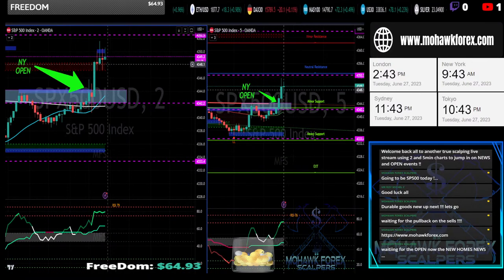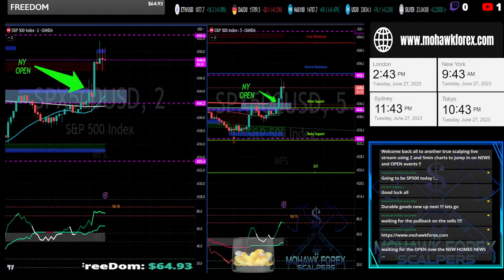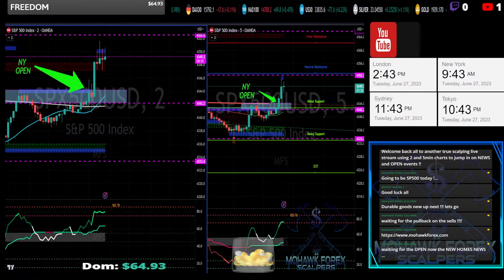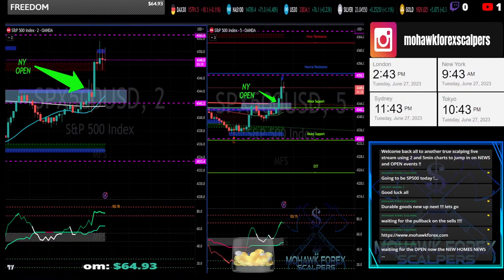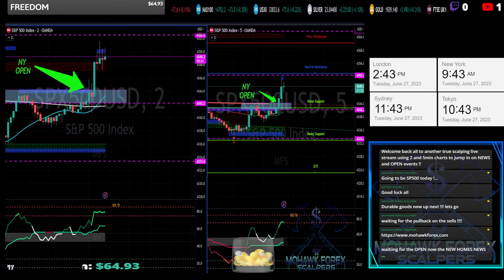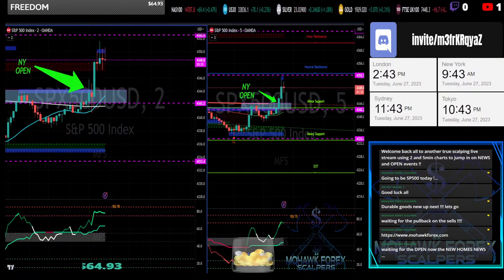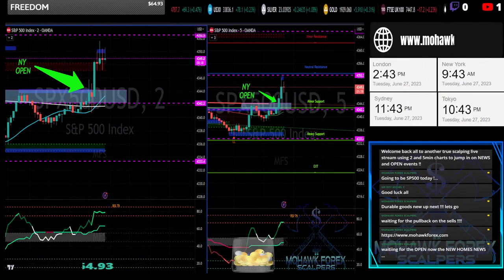See, it's positioning nicely, got some nice rejection wicks off that. We know when price action gets to like this, it's either going to explode upwards or it's going to reject heavily downwards. Back into our zone there, look for the open. Let's keep watching. So we've got 50 minutes to go to the final trades, the news.